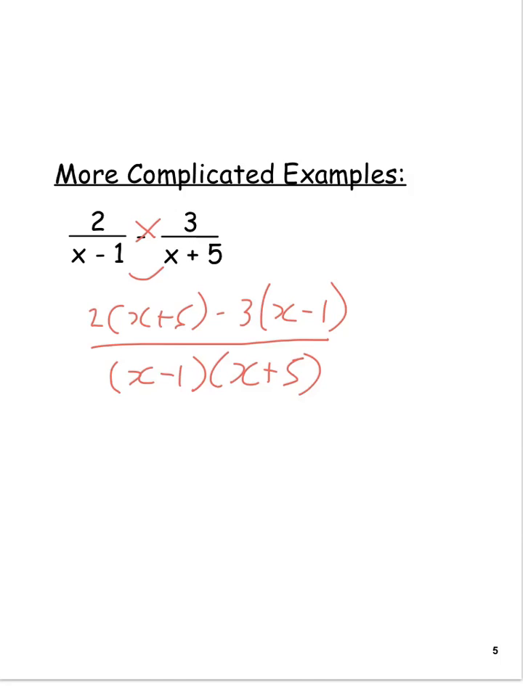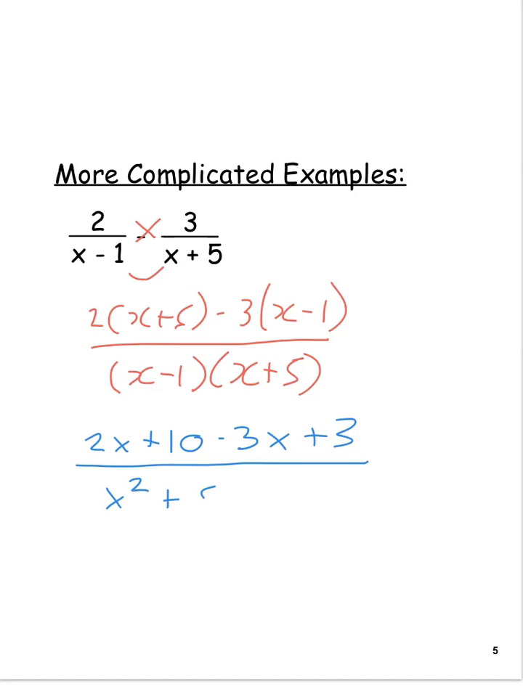I'm going to do this next part in blue just to distinguish it from the last line. 2 times x plus 5 gives us 2x plus 10. Minus 3 times x minus 1 gives us minus 3x and plus 3. If I perform FOIL on the bottom half of this fraction, I get x squared plus 5x minus x, take away 5.